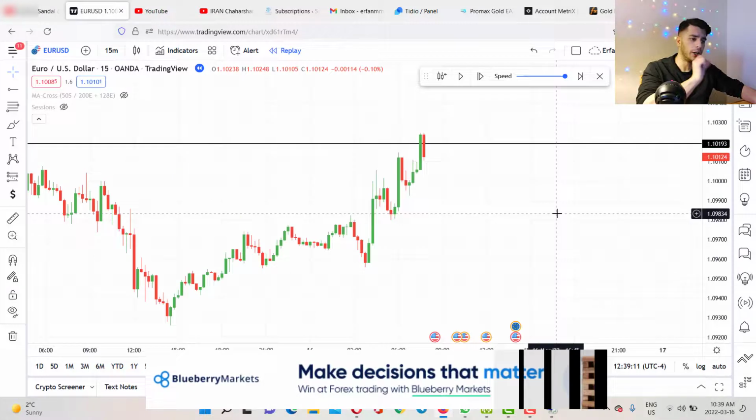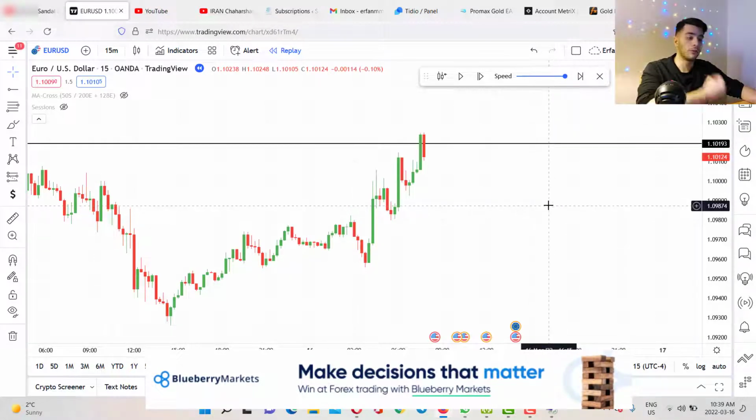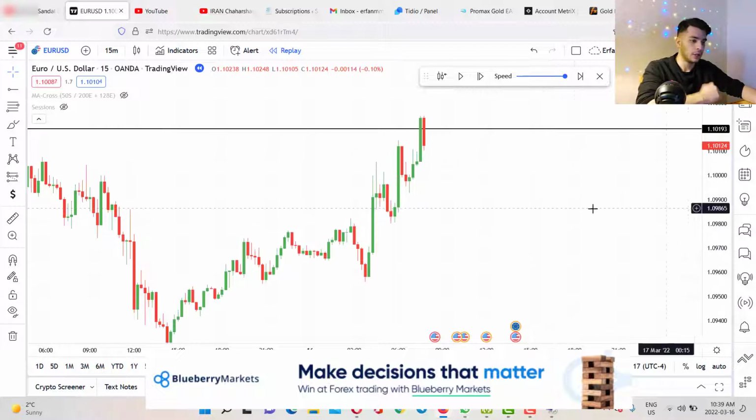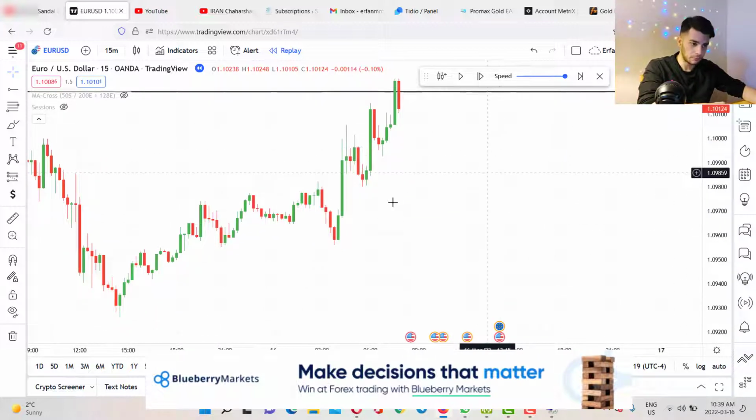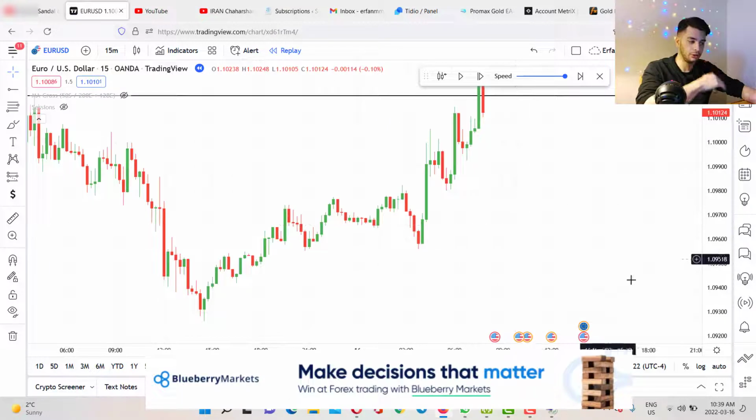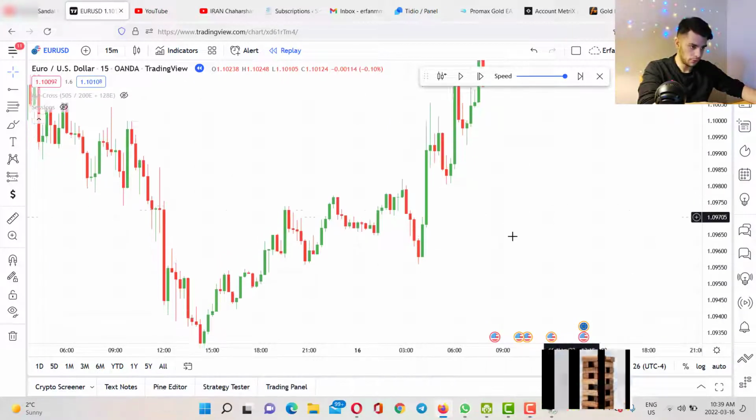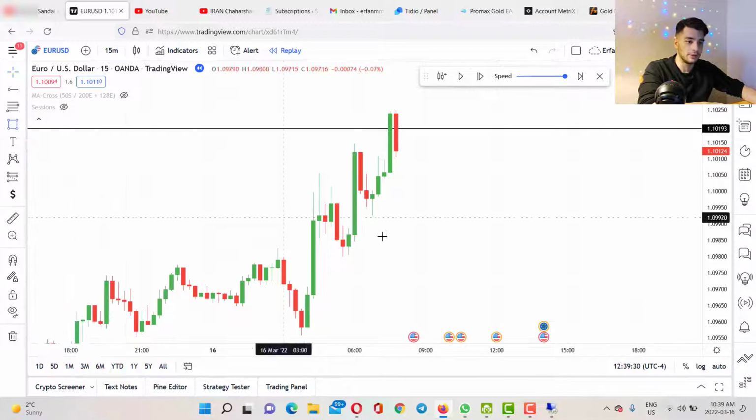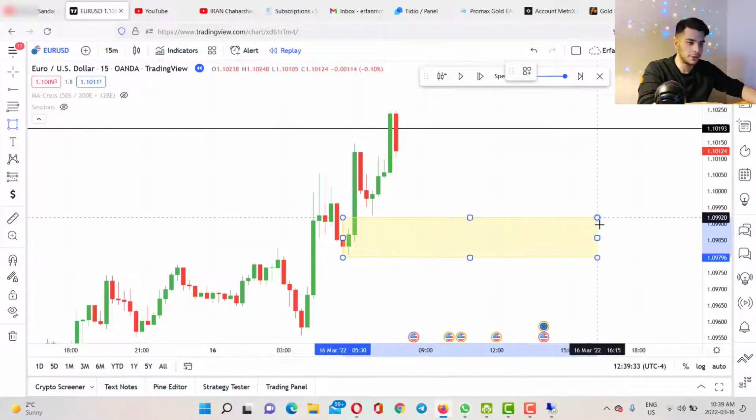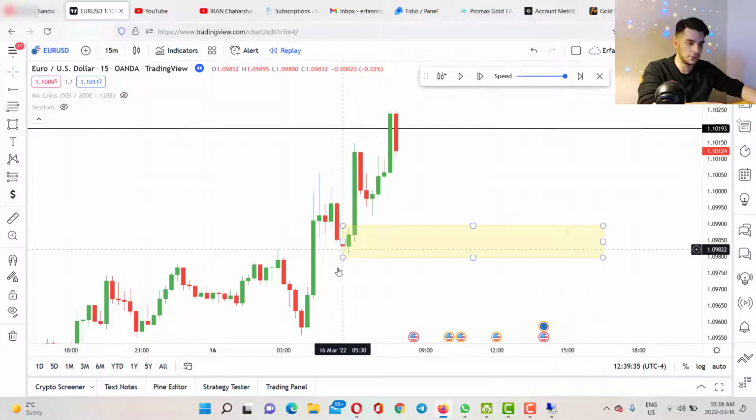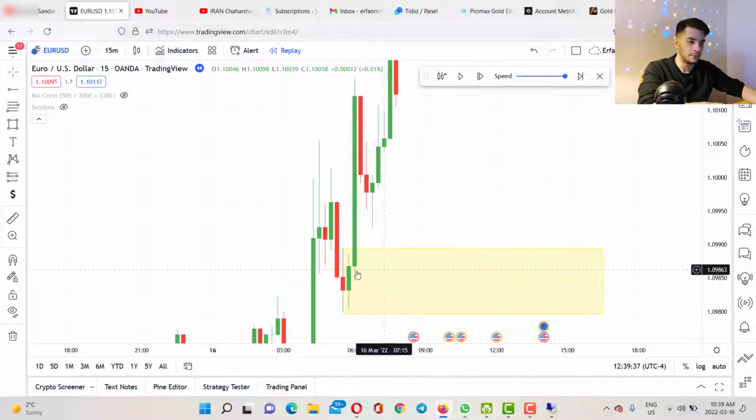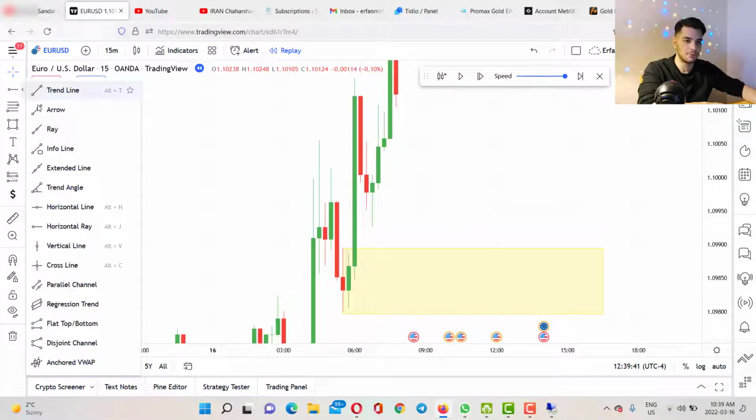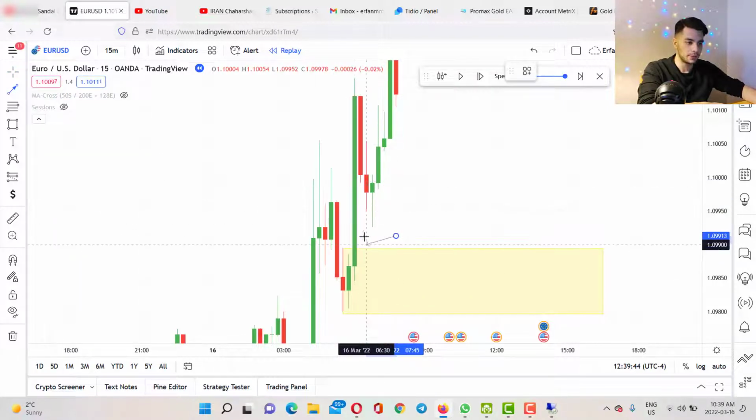So the next thing I do is to identify high probability supply and demand zones on both 15-minute and 5-minute time frame. I always like to start with 15 minutes, and then I break it down to 5 minutes. As you can see, the first high probability order block that we have is this one right here, from here to here, because this is the last bearish candle after it shot up, and then there is a gap between this candle and this zone here.